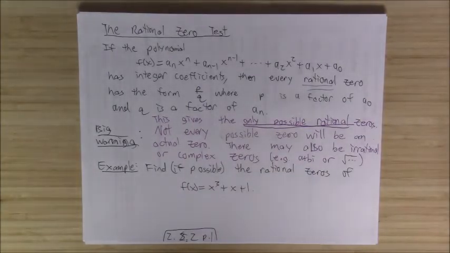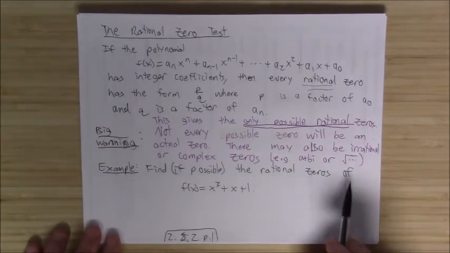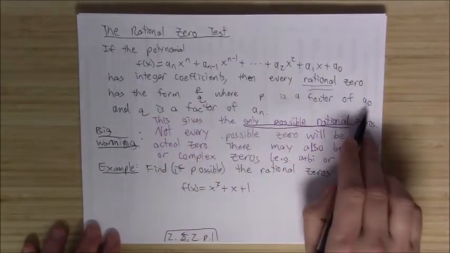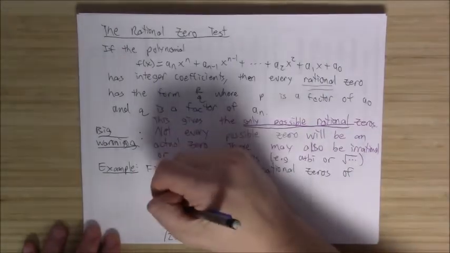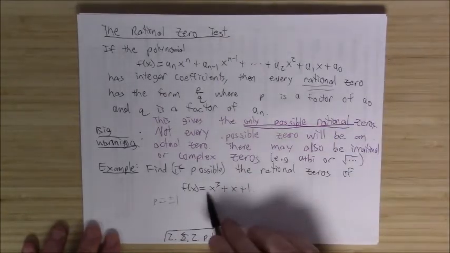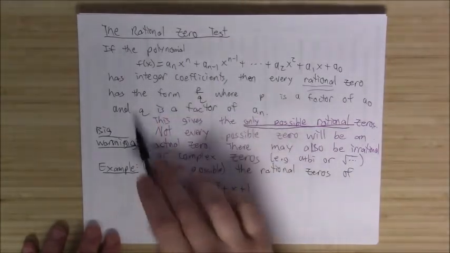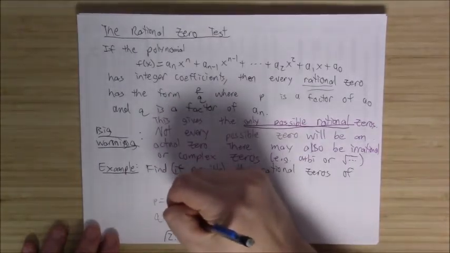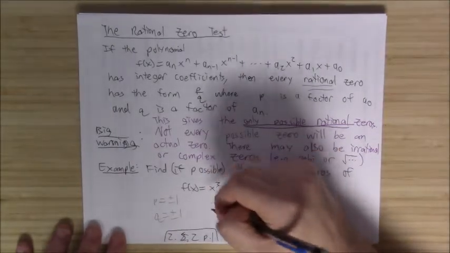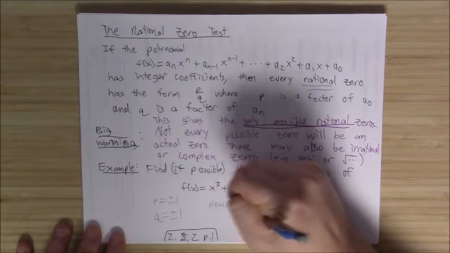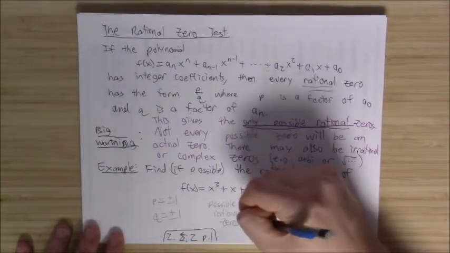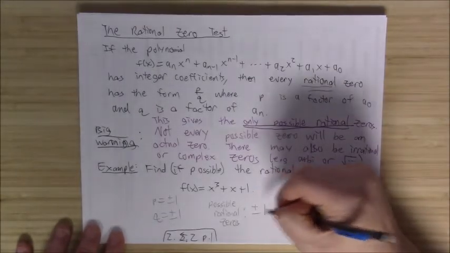So for instance, let's try an example. So here, the rational zeros of this would be, well, here, p has to be a factor of a0. The factors of a0 are 1 and -1. The factors of an, which is my leading term, are plus or minus 1 as well. Well then, let's write out all the possible fractions of those. So the only possible rational zeros are plus or minus 1, right?